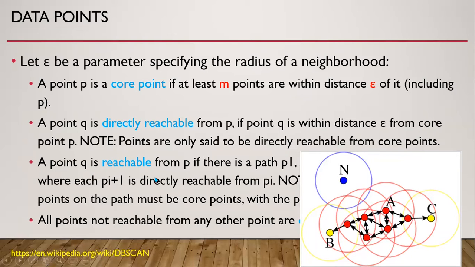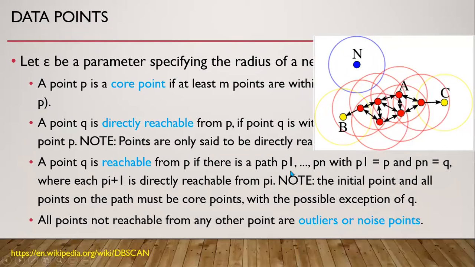A point Q is reachable from P if there is a path P1 to Pn where P1 is equal to P and Pn is equal to Q, where each P(i+1) is directly reachable from Pi. So each successive point is reachable from the previous point. Then point Q is reachable from point P with points in between.